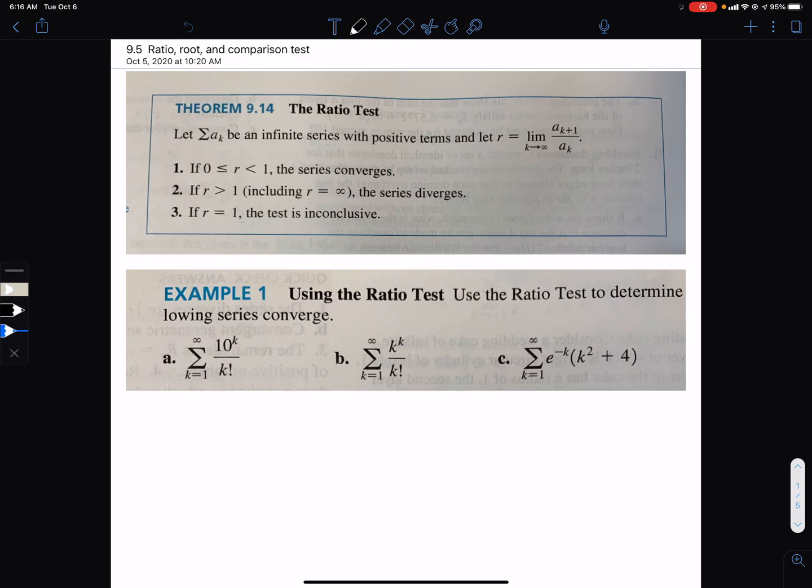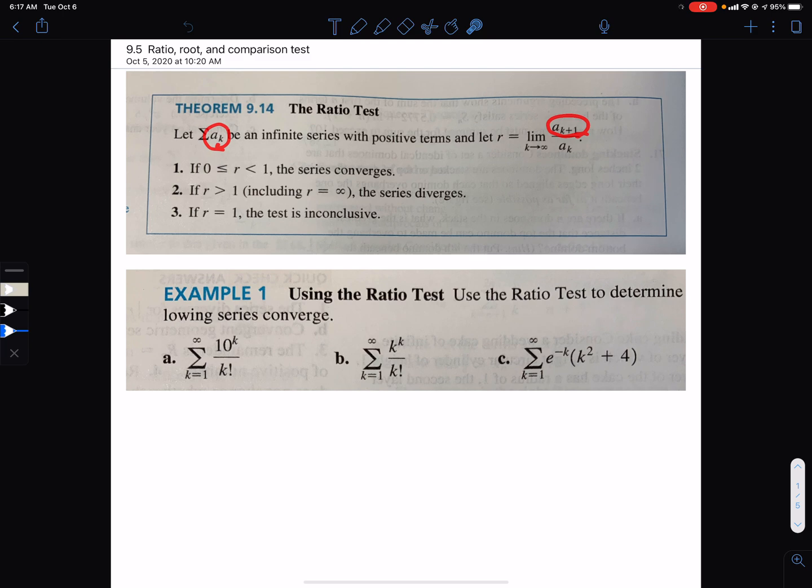We are doing Chapter 9, Section number 5: Ratio Test, Root Test, Comparison, and also Limit Comparison Test. So the ratio test, let me show you this. We will be looking at a series a sub k. So you are going to have to find a sub k plus 1.